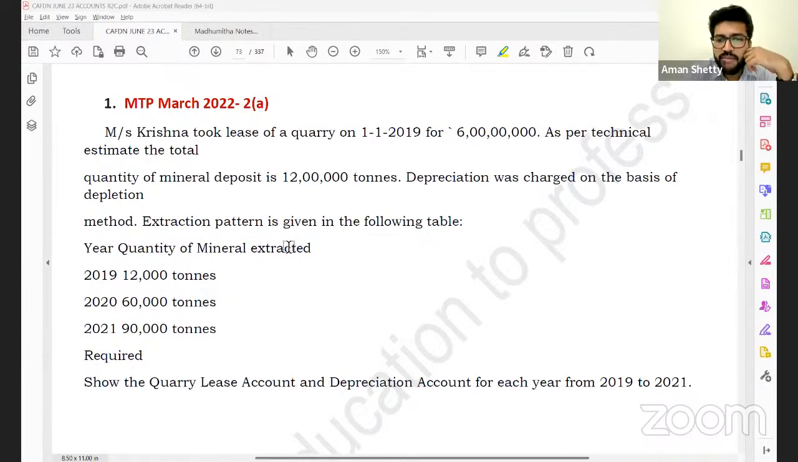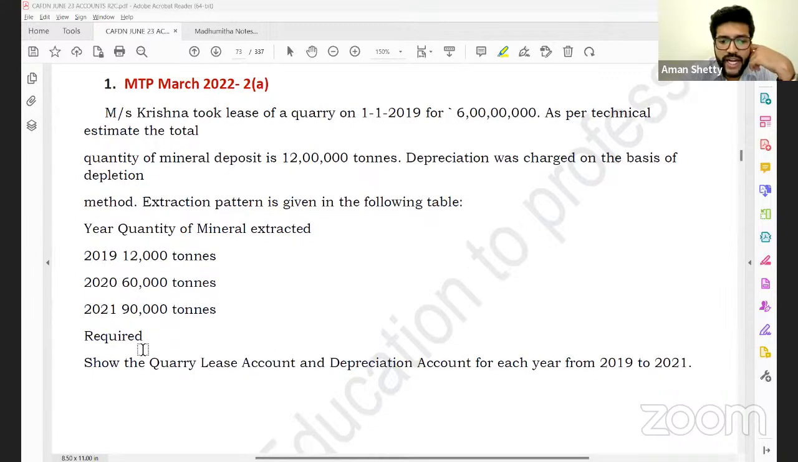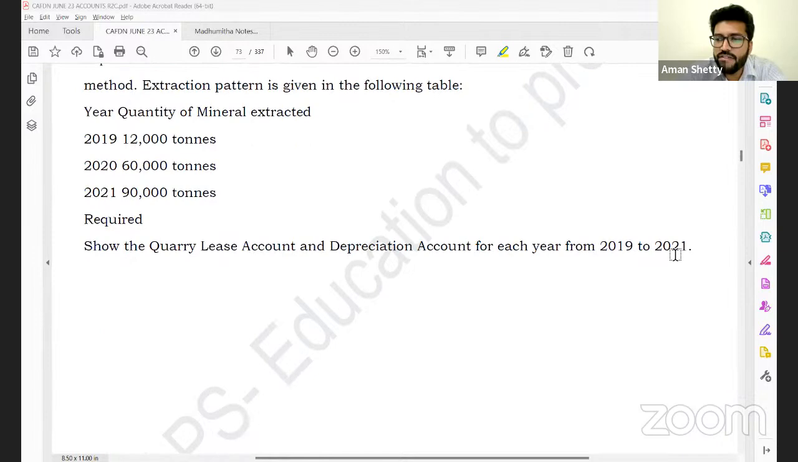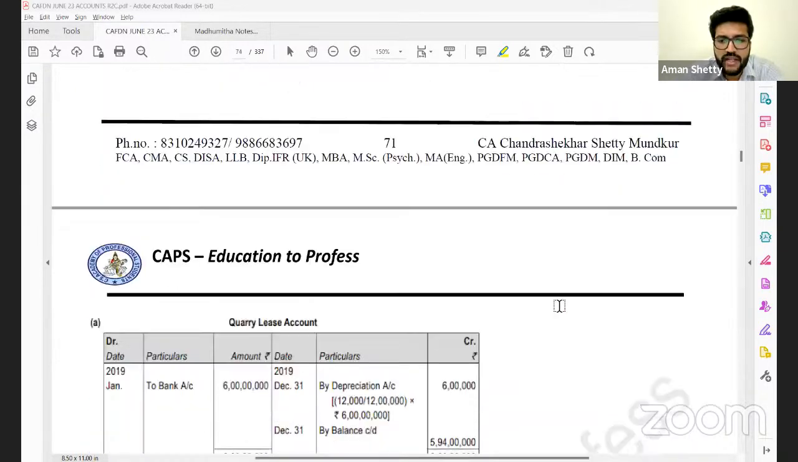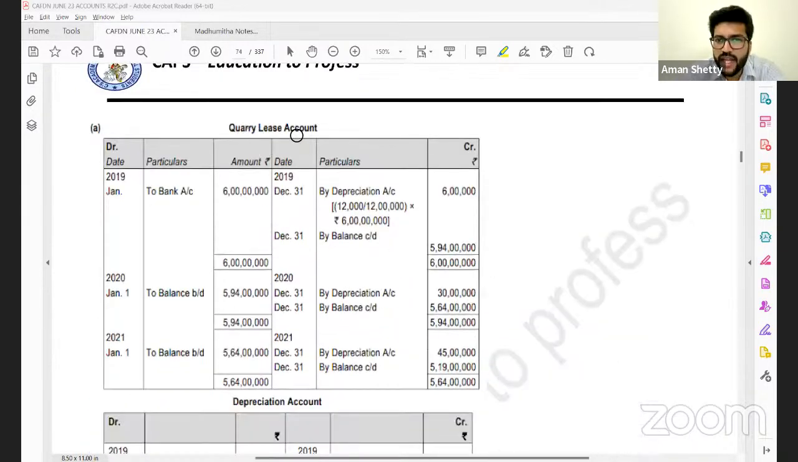Extraction pattern is given in the following table. Year, quantity and mineral extracted. First year 12,000, then 60,000, then 90,000. So what will we do? 6 crores divided by 12 lakh into 12,000, into 60,000, into 90,000. Required: show the quarry lease account and depreciation account for each year from 2019 to 2021. Let us look at the answer. Quarry lease account: first you purchase for 6 crores, so to bank account 6 crores.